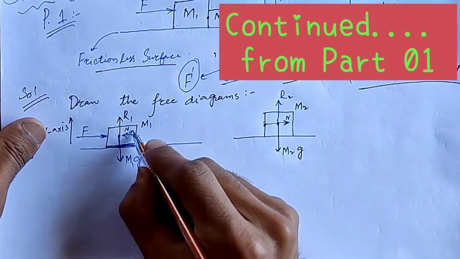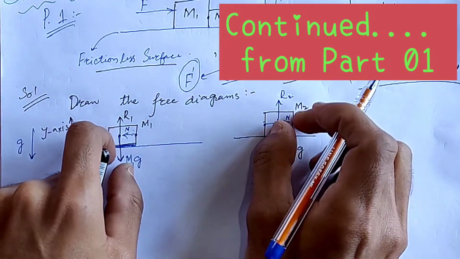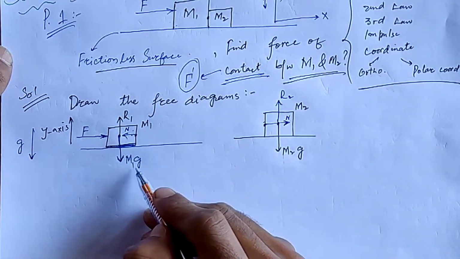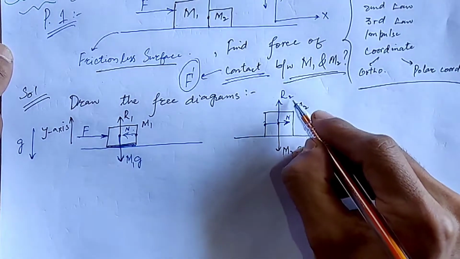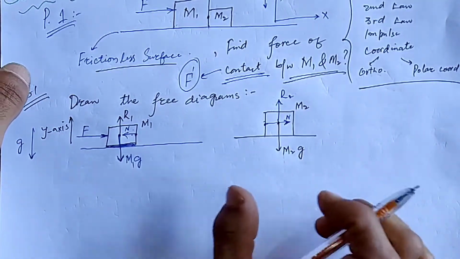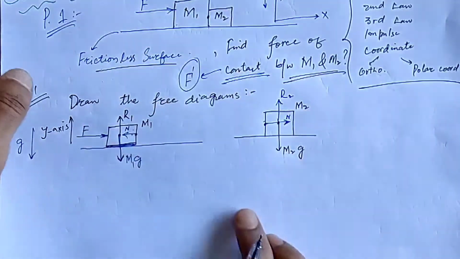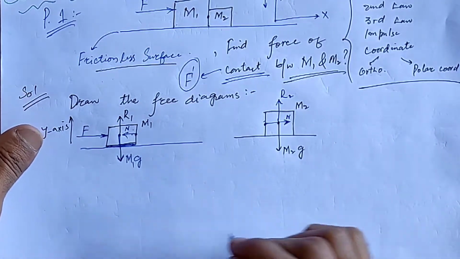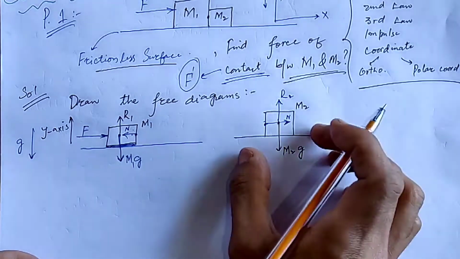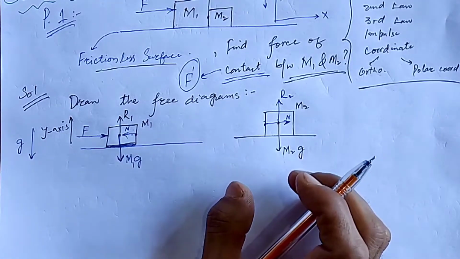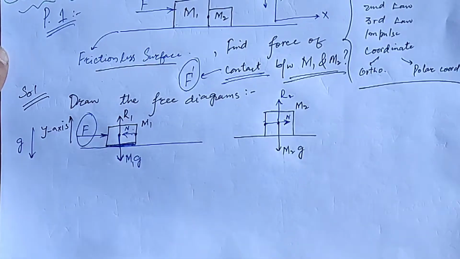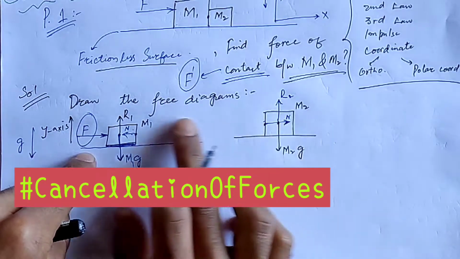So this N and this N cancel, so they contribute nothing to the overall motion of these two bodies. R1 cancels m1g, R2 cancels m2g, so these contribute nothing to the net acceleration or net motion of these two bodies. So we will find that the only force contributing towards the acceleration of these two bodies will be this F, because this F is not cancelled out.